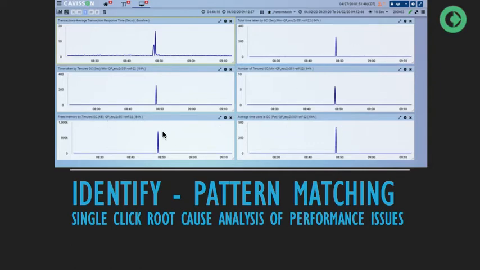So all of these 5 different stats suggested that it was because of the improper garbage collection settings, which resulted in the high transaction response time. Now once the root cause was identified, we worked with the engineering team and we were able to identify the right setting for the garbage collection.